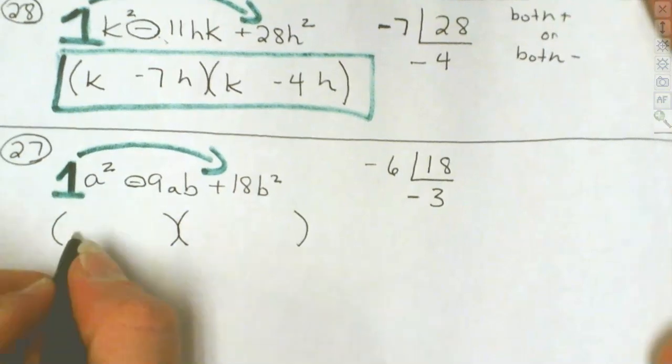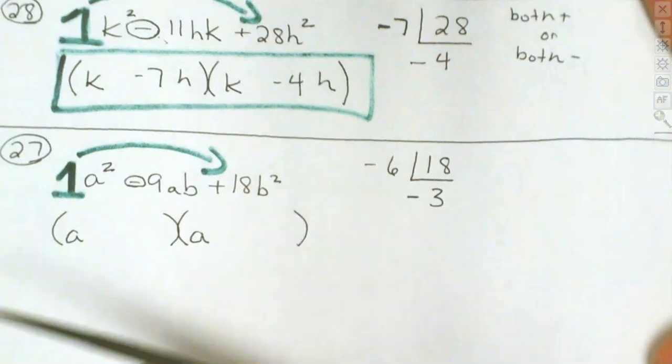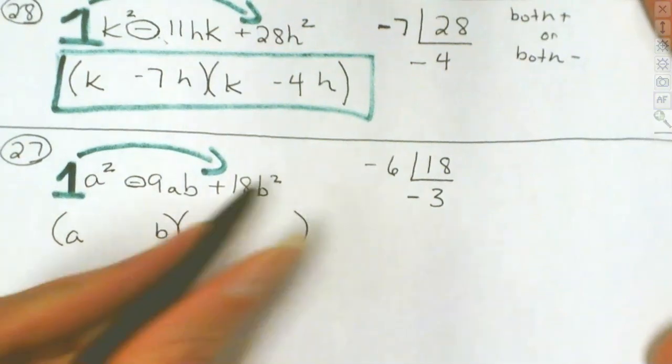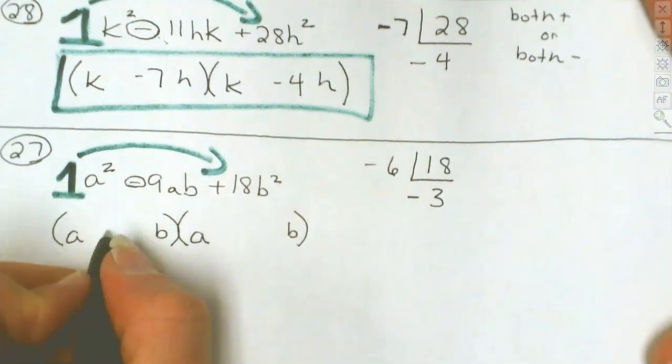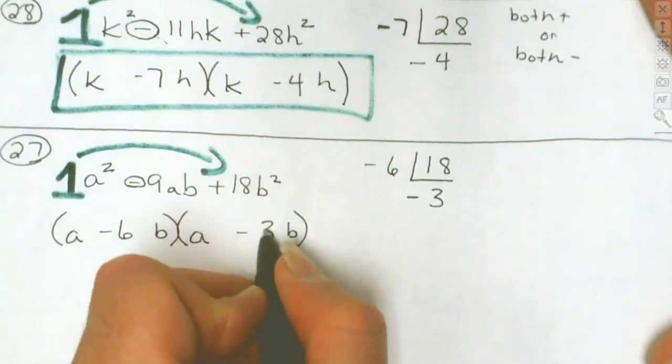What's my beginning variable? A. So we split it up into A and A. What's my ending variable? B. What are my two numbers? Minus 6 and minus what? 3.